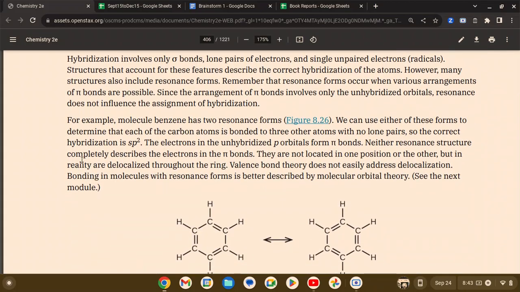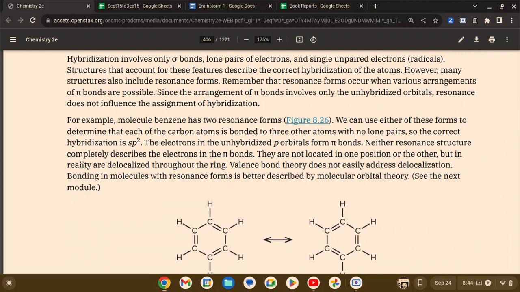Hybridization involves only sigma bonds, lone pairs of electrons, and single unpaired electrons. Structures that account for these features describe the correct hybridization of the atoms. However, many structures also include resonance forms. Remember that resonance forms occur when various arrangements of pi bonds are possible. Since the arrangement of pi bonds involves only the unhybridized orbitals, resonance does not influence the assignment of hybridization.